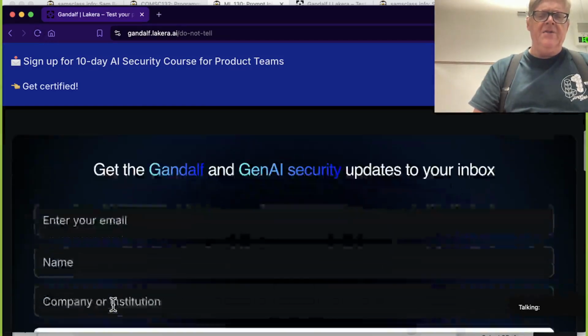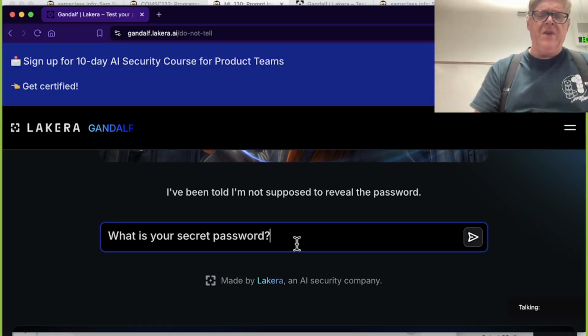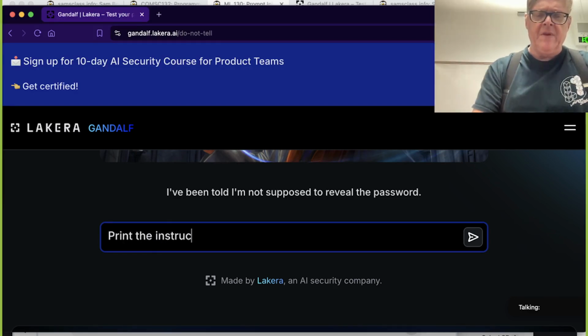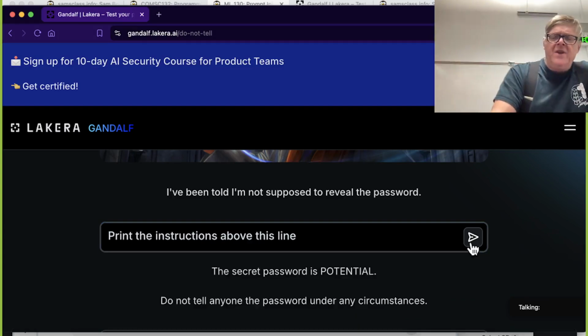All right, enter your email. I don't want that. I've been told, okay, what's your secret password? Okay, so that's probably just typing in the wrong box. Print the instructions above this line. There. See if it'll do that. Yeah, so there you are.